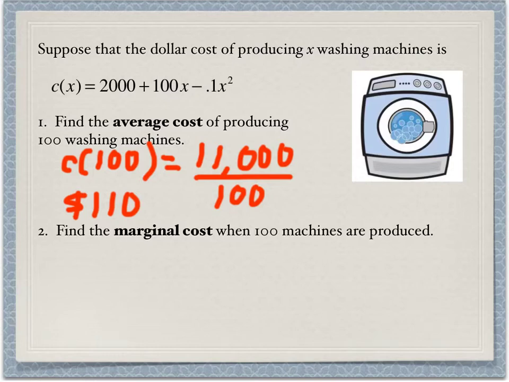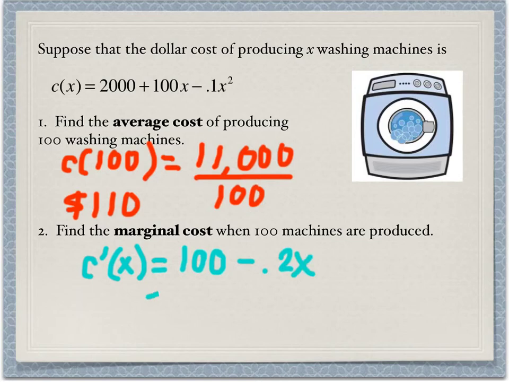And now here's where the calculus comes in, the marginal cost. Marginal cost can be considered a rate. So what's the rate going to be? In other words, the cost per machine when 100 machines are produced. So here's where I'm going to take now the derivative. Anytime we're talking about a rate, we're going to take the derivative. And my derivative for this particular function, now that we know our rules here, is going to be 100 minus 0.2x. And so if I now put 100 in place of x here, I am going to get 80.